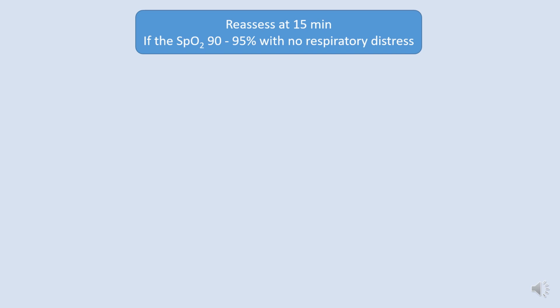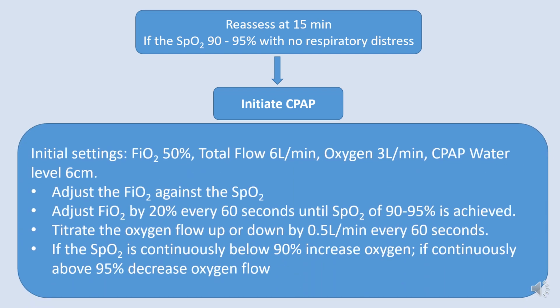Now, once all that has been initiated, this newborn needs to be reassessed at 15 minutes. You need to check for the oxygen saturation, which we want to be at 90 to 95% with no distress. If that is the case, then you initiate CPAP. What is the setting? You have watched the video, so now you will understand all these things that are in this box. The setting is fraction of inspired oxygen should be at 50%.